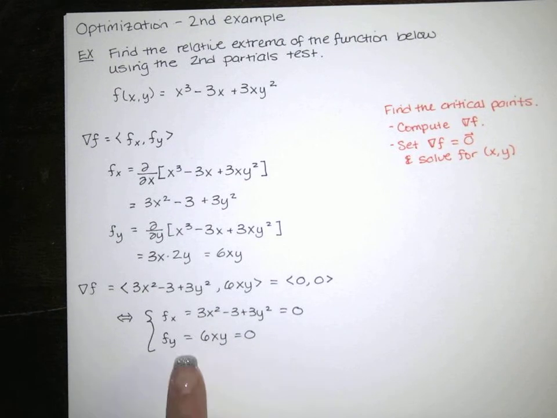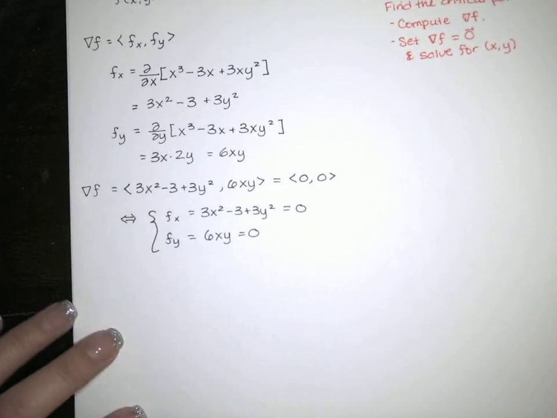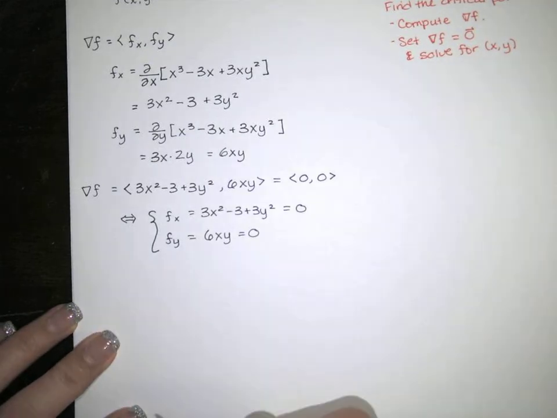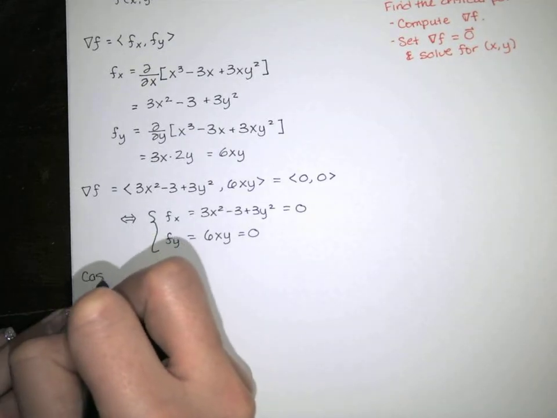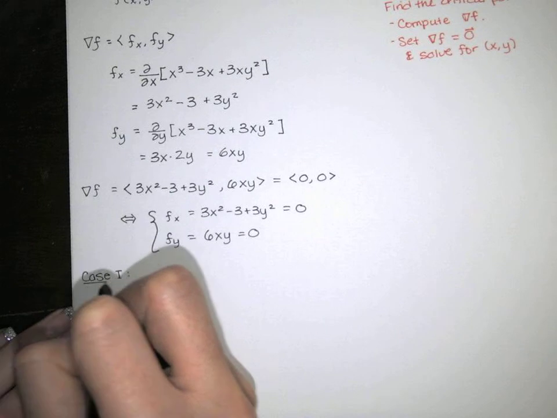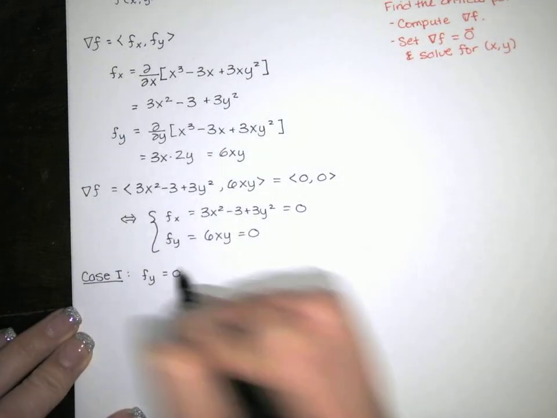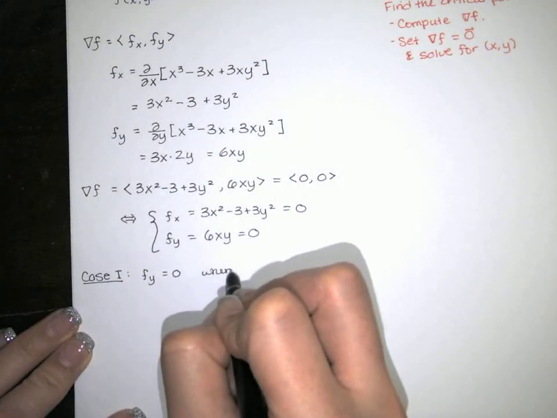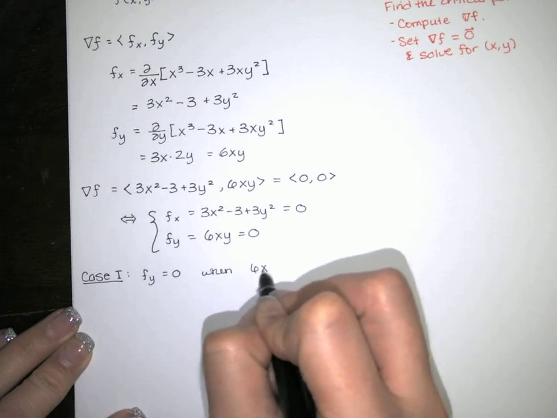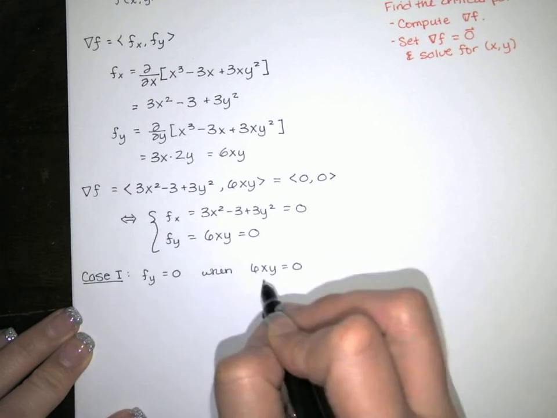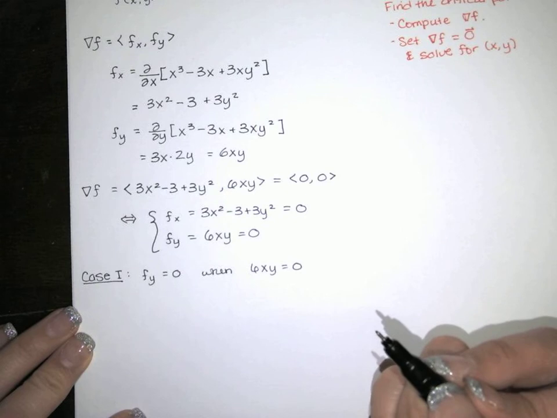Now I think it's easiest to see when the partial of f with respect to y is going to be 0. Either x is 0 or y is 0. So I'm going to use that to come up with my cases and then substitute the corresponding values over here and then just see what happens to the other variable. Okay, so I'm trying to solve the system of equations now. So here's our first case, case 1. The partial of f with respect to y will be 0 when 6xy is 0, which implies that x equals 0 or y equals 0.